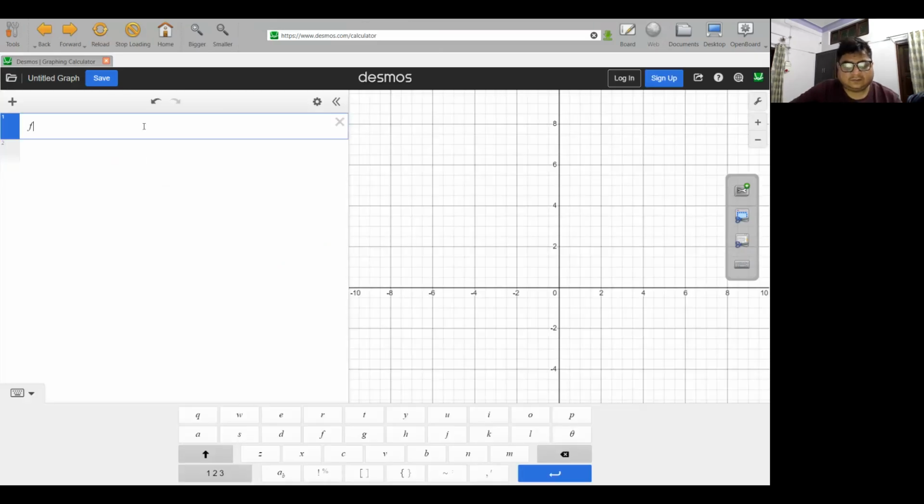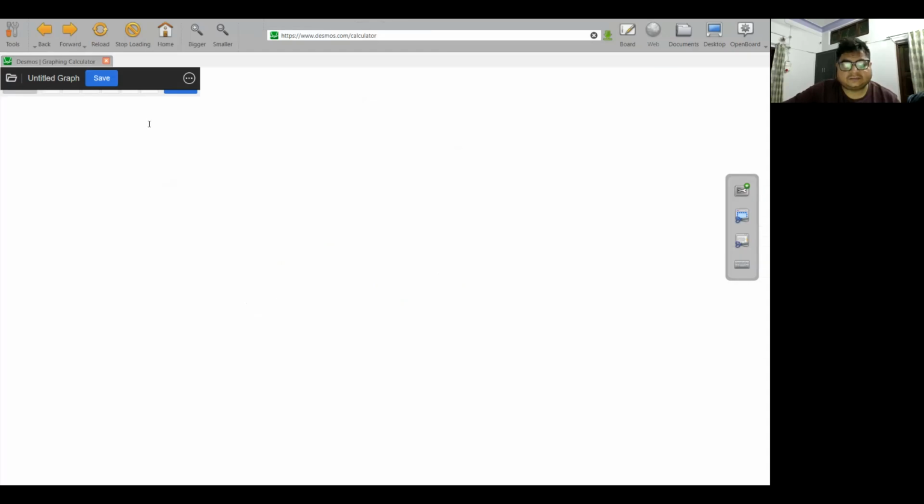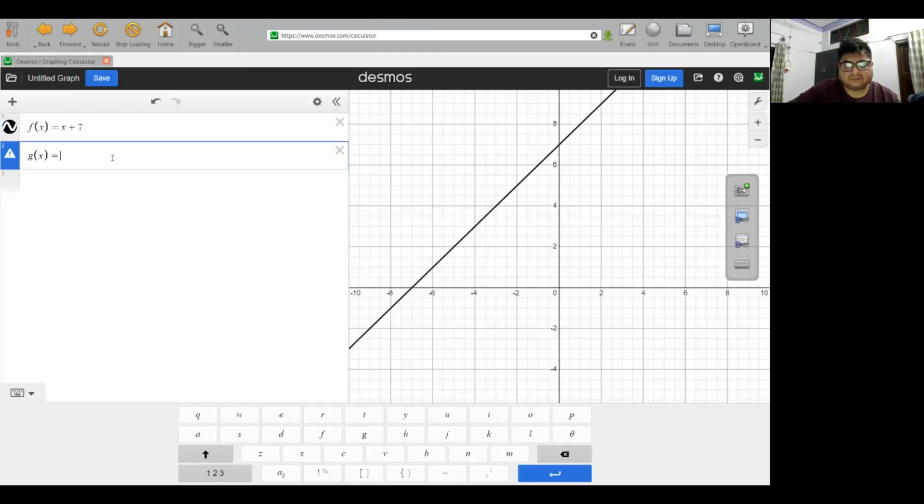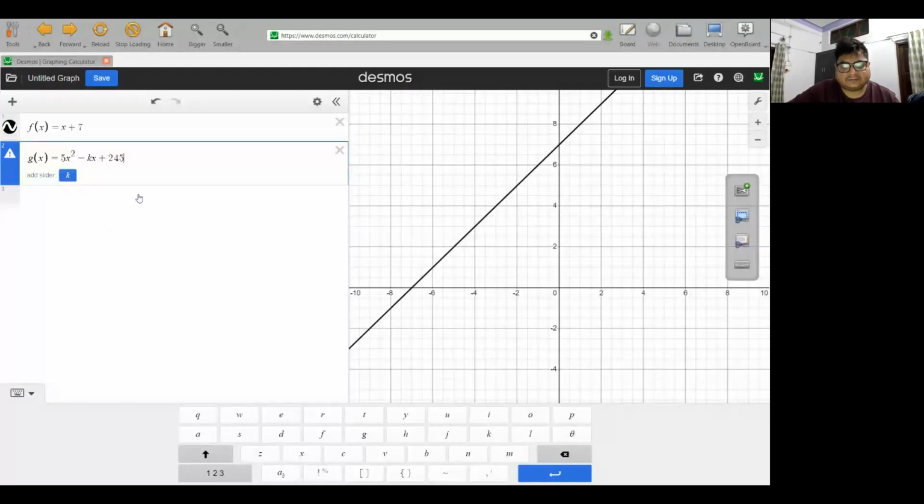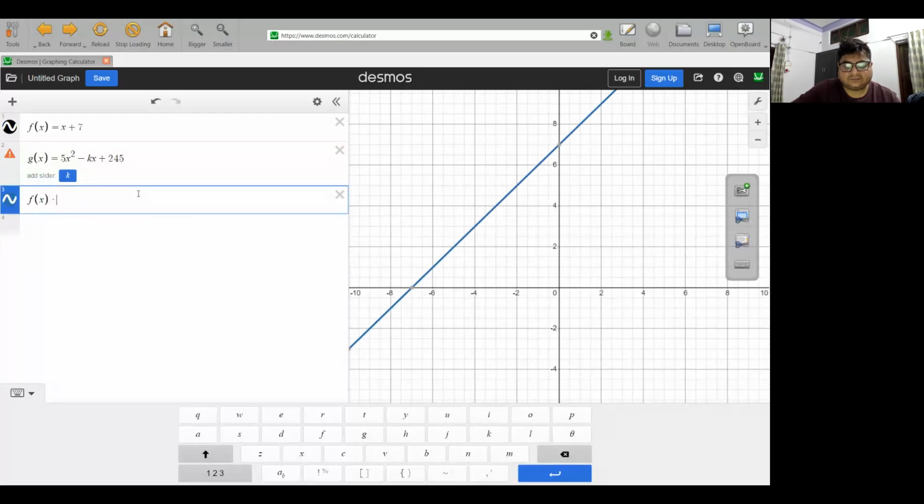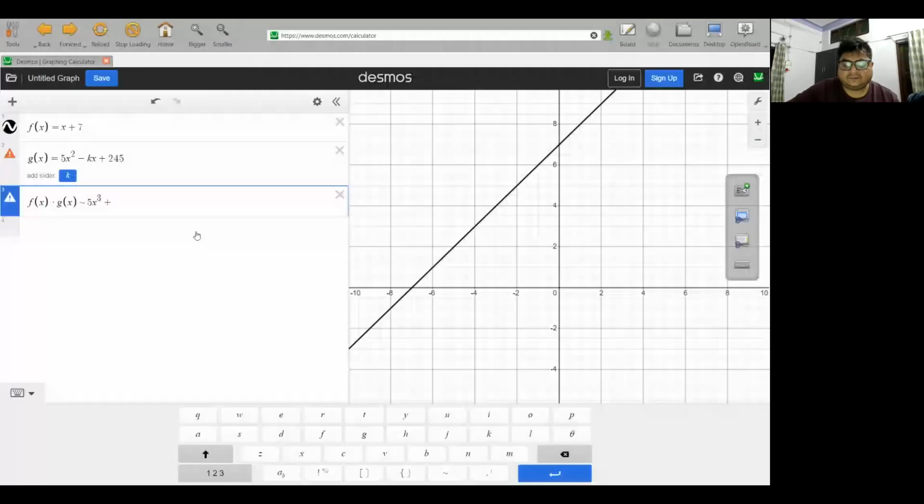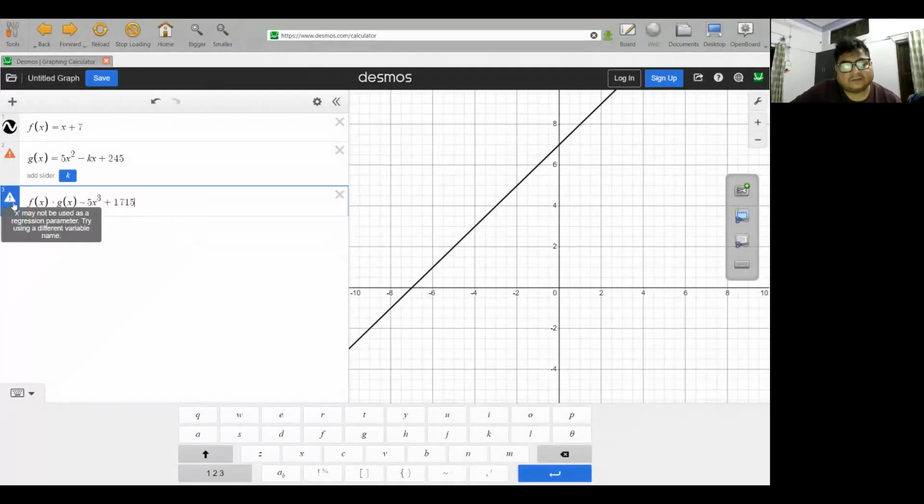Okay, f of x is equal to x plus 7. Then we have g of x is equal to 5x squared minus kx plus 245. In the next part, this is f of x times g of x equal to 5x cubed plus 1715. Now it shows you an error because it does not understand x.